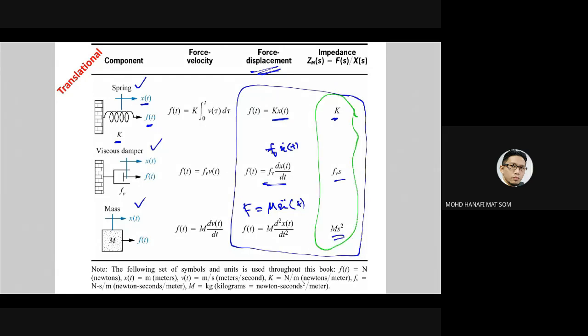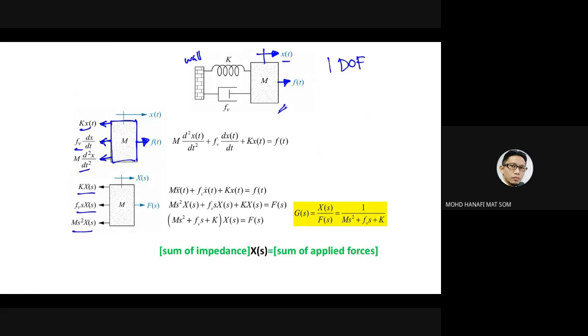This one you use when you transform from the time domain to the S domain. Okay. All right. So we can put together in one equation. So we have 1 degree of freedom. We only have one equation where the force applied to the mass is equal to the summation of the counter force due to the spring, due to the viscous damper, and due to the mass itself.